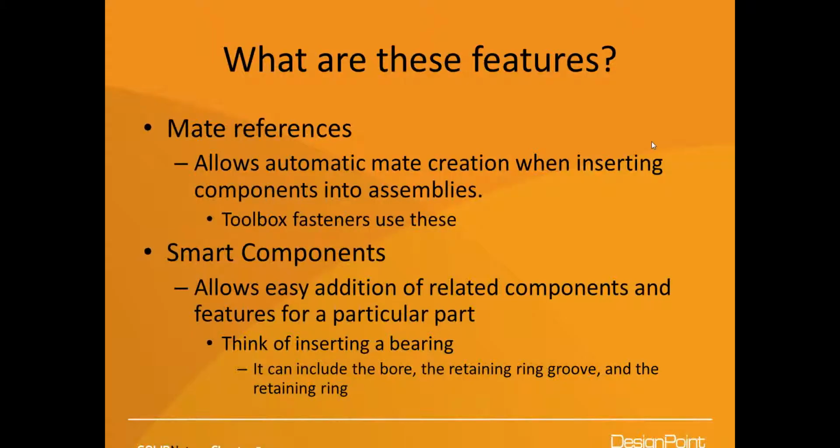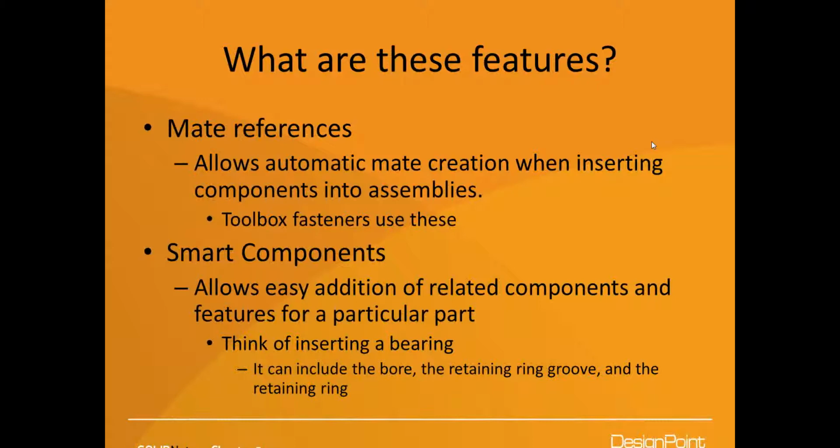So what exactly are we talking about here? We're talking about using mate references and smart components. What are mate references? When we insert components, it allows us to automatically create mates. If you've ever used toolbox fasteners, it works in the same way. When we drop the toolbox component in, it automatically snaps to holes and specific geometry, and the mate is already added to the feature manager tree.